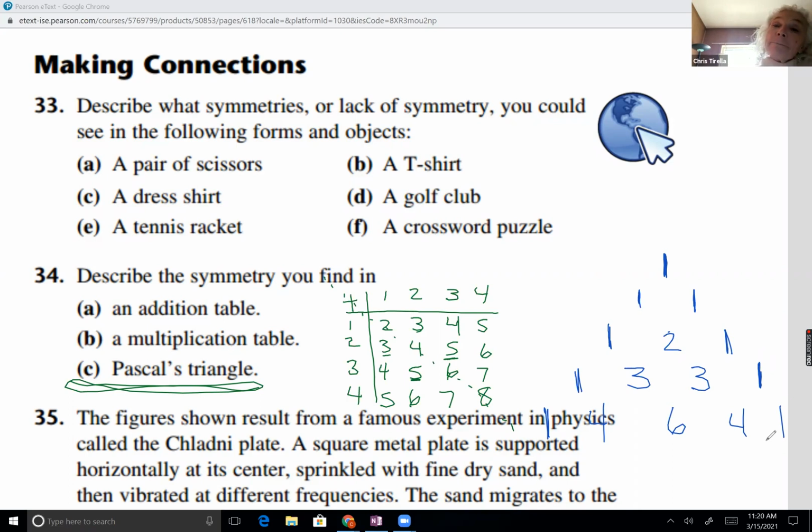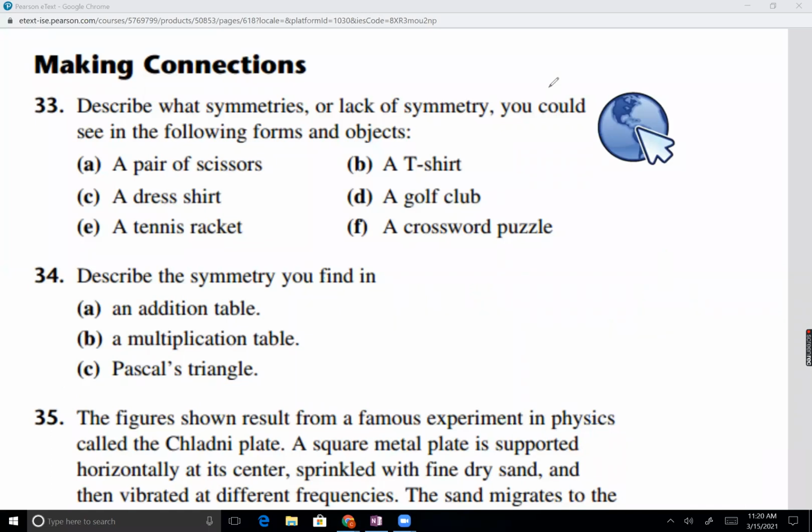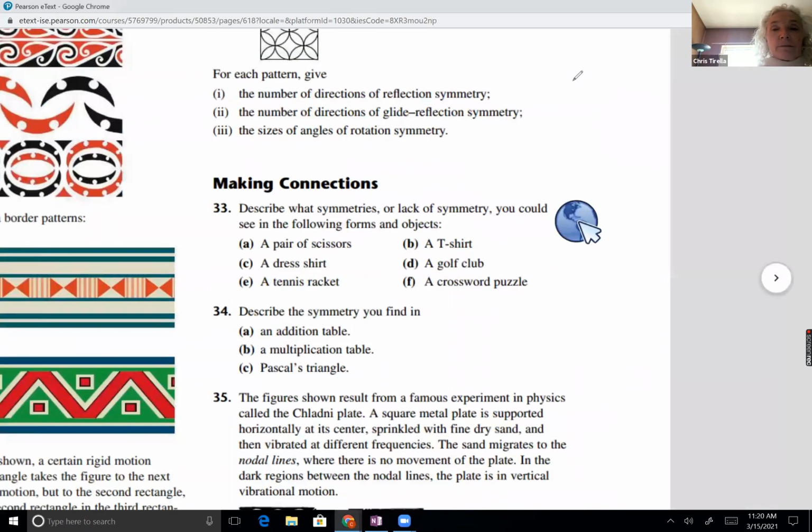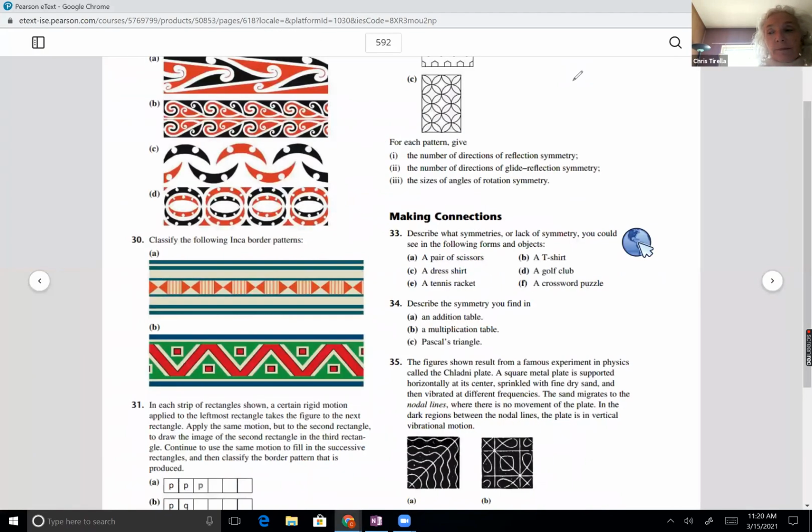Better? Did that answer your question? Yeah, it did. Thank you. You're welcome. Any other questions? Could we please do number 6 on page 602? Sure. Thank you.